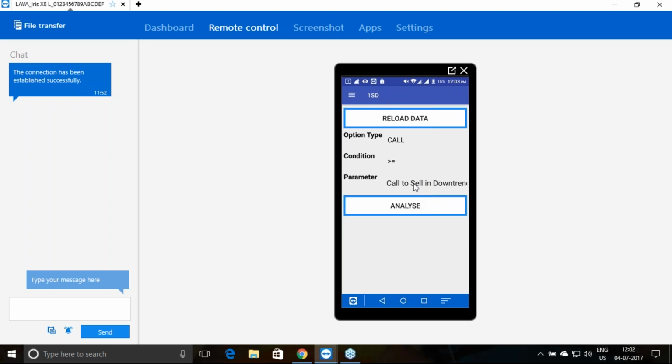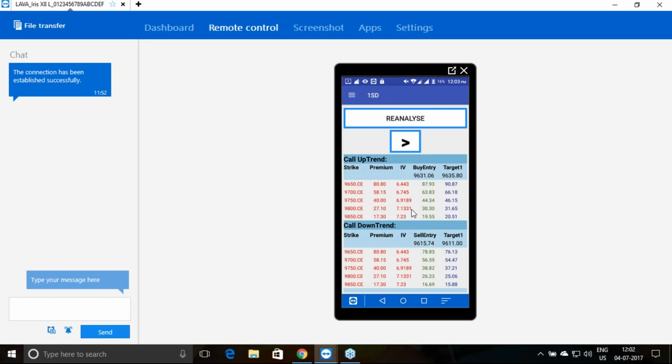This selection is being done, and calls to sell in the downtrend is being selected. These are the strikes of calls I can sell also in the downtrend, so any one of the strikes I can choose based on my requirement. If I am selling at 79, my stop loss will be 88, currently at 80. My first target will be 76, second target 74, third will be 72, fourth will be 68, fifth will be 67. So 7 targets, whatever is there, that will be there also.